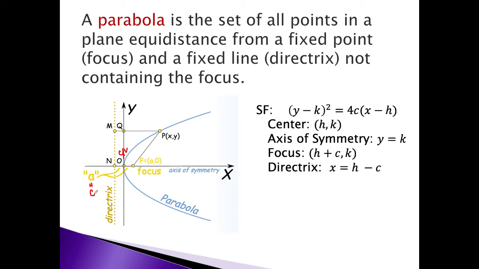You should put all of this information, the standard form, the center, the axis of symmetry, the focus, and the directrix, on a 3x5 card. Okay, this is what I'm going to expect. If I give you the standard form, then I'm going to expect you to be able to tell me all of that information. What the center is, what the axis of symmetry is, what the focus is, and what the directrix is.